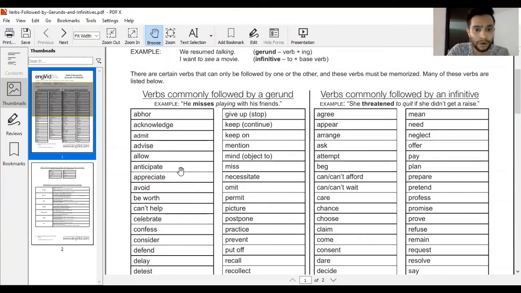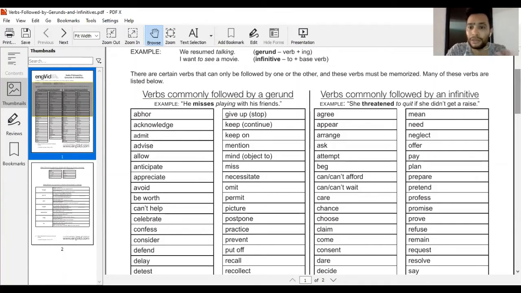So these words right here are only followed by the gerund, and these words right here in these two columns are only followed by the infinitive form, like in the example we have here. She threatened to quit if she didn't get a raise. I cannot say she threatened quitting if she didn't get a raise, right?